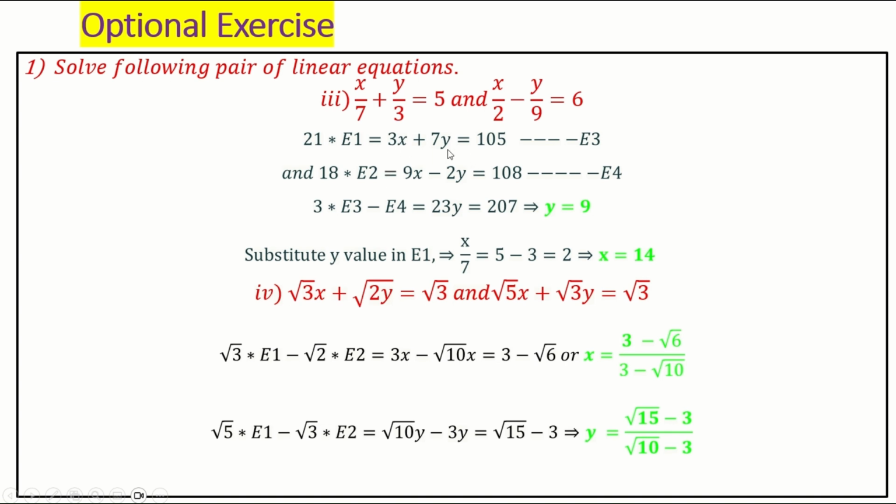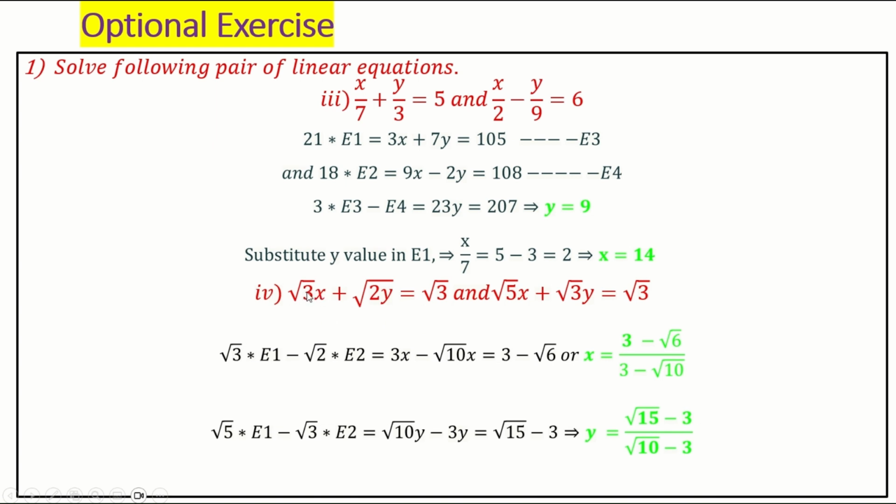Okay, then you will get 3x plus 7y equal to 105, and then multiply with 18 here, you will get 9x minus 2y equal to 108. Use the elimination method to solve. This is also just similar, but you will solve in the same way.